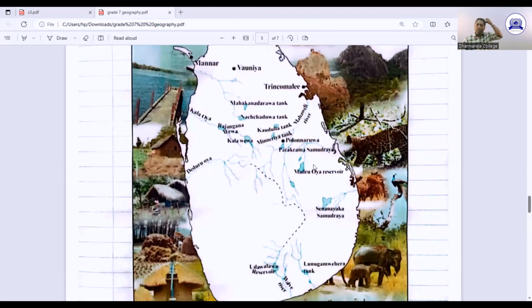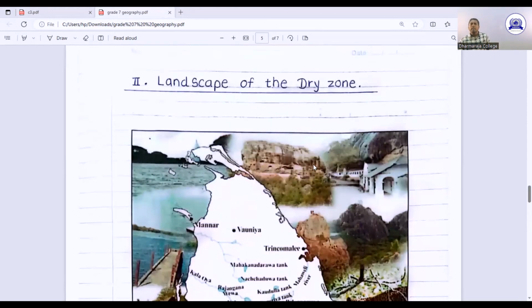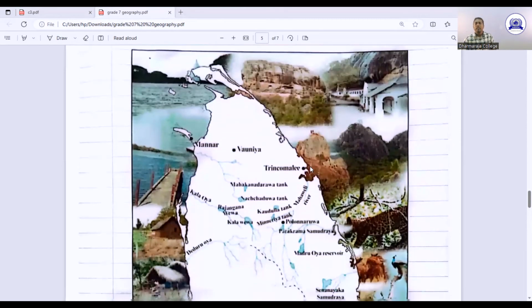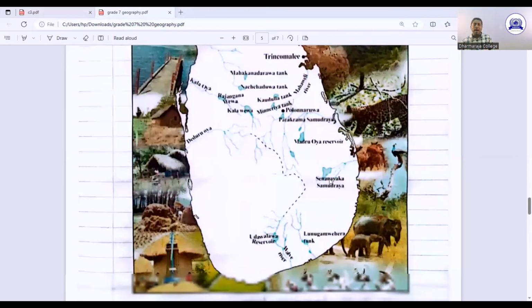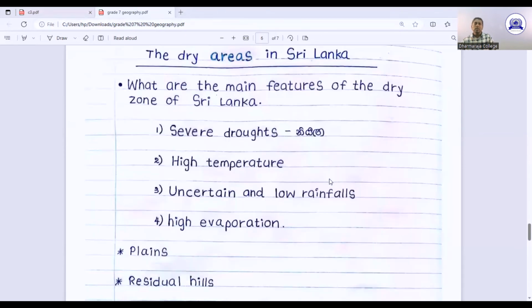We can get all the places for the dry zone of Sri Lanka. Later we are going to learn about the main cities and towns of the dry zone, about the main rivers of the dry zone, about the main tanks and canals of the dry zone. Yes, these are the dry areas of Sri Lanka.